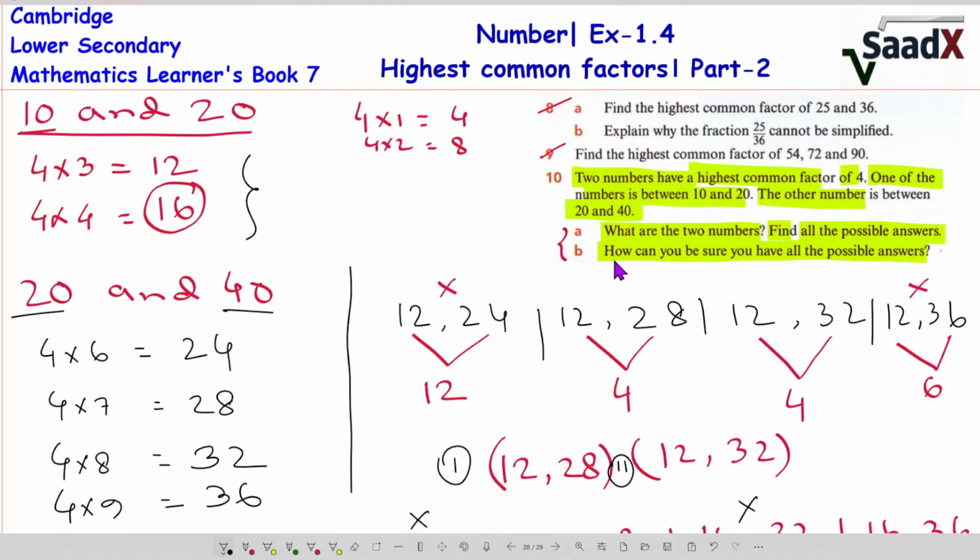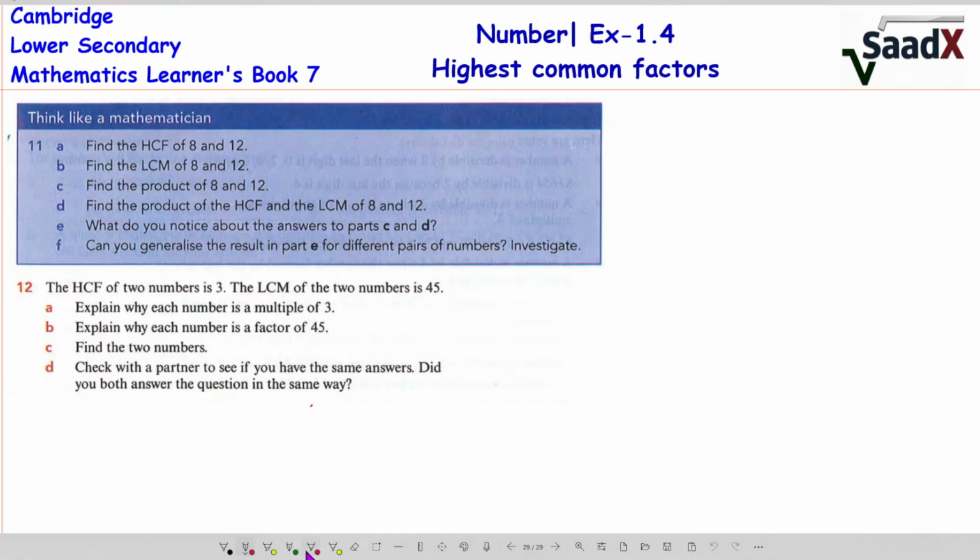Okay, so number 10, what are the two numbers? Find all possible answers. So here the two numbers are not a single common answer. There are 4 possible pairs: 12, 28, 12, 32, 16, 28 and 16, 36. And how can you be sure you have all the possible answers? Because we are trying to find all the factors of those numbers which are between 10 to 20 and 20 to 40. Okay, so number 10 done. Number 11 has lots of questions.